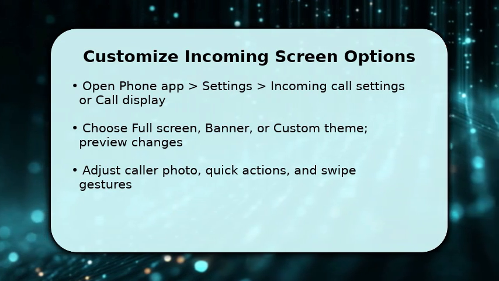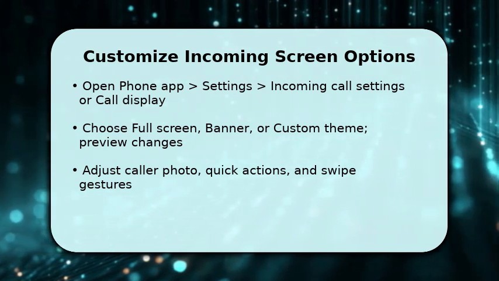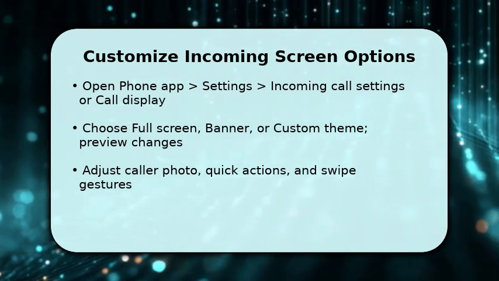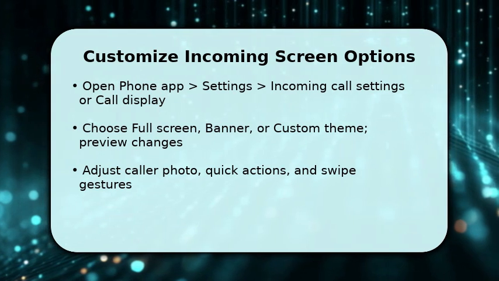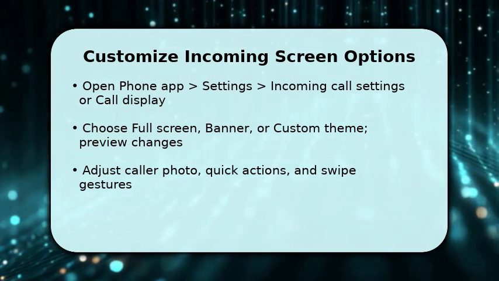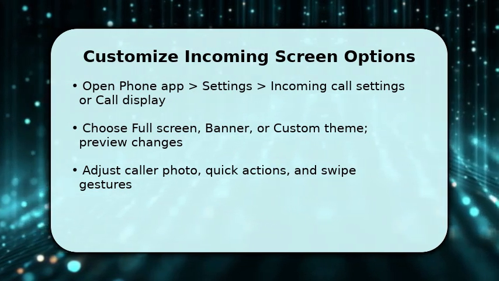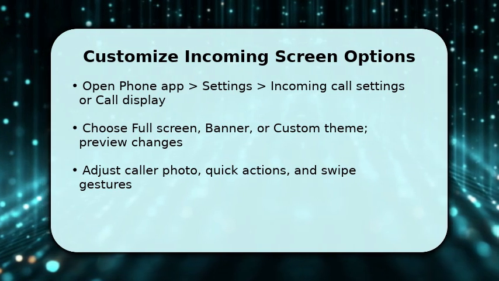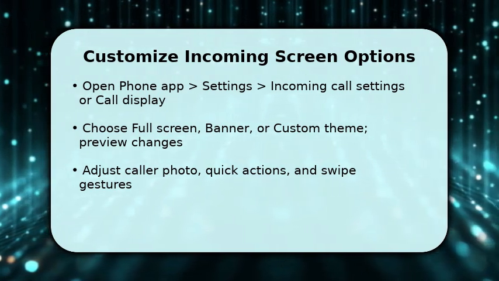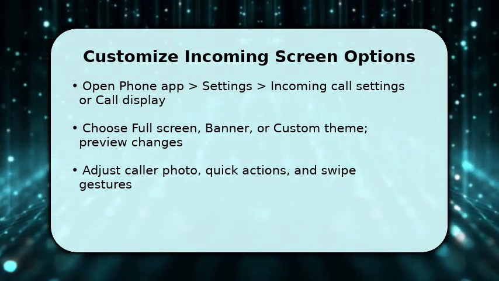Choose Full Screen, Banner, or a custom theme. Full Screen shows photos, Banner keeps the interface compact. Once you select an option, preview it and tweak caller photo sizing, quick action buttons like mute or message, and swipe gestures. Because these choices affect interruption level, pick what balances visibility and minimal disruption.